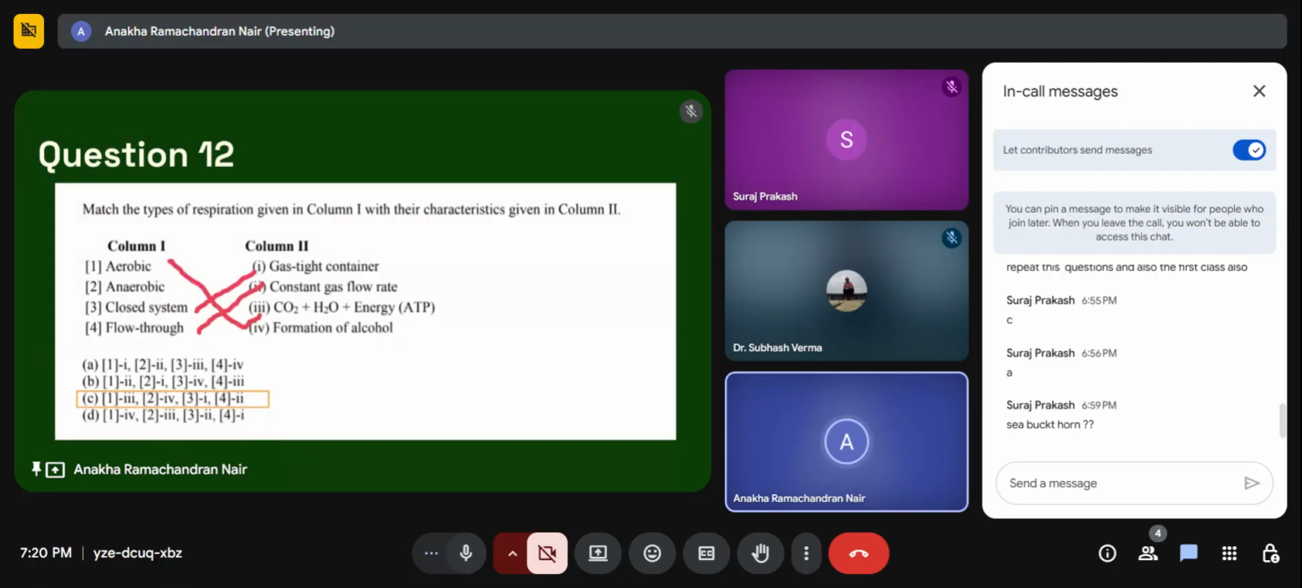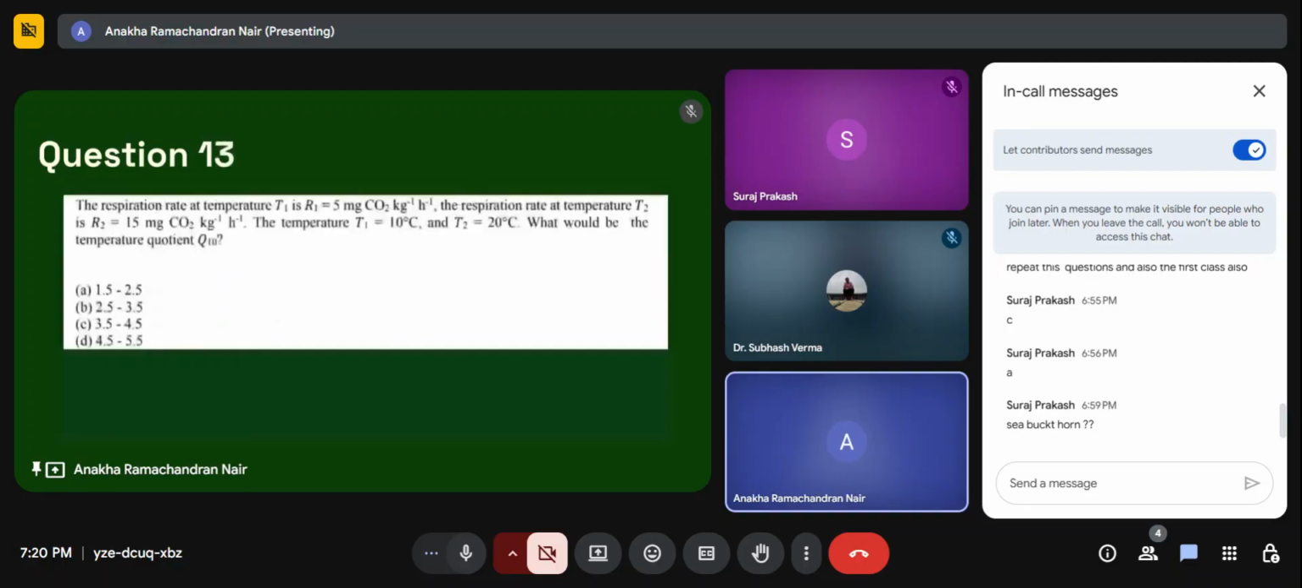And anaerobic means that you have done the respiration without the presence or the need for oxygen. And mostly you would know that anaerobic reactions will give rise to some byproducts, for example, alcohol, right? So the correct answer is option C. So question 13 is a numerical question. This is easy if you remember the formula, right?